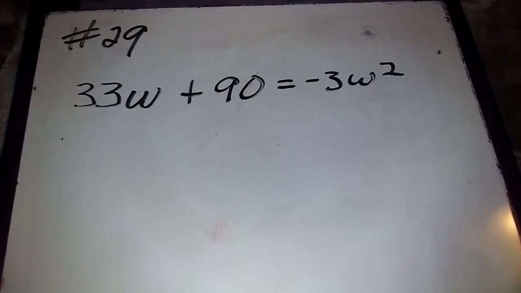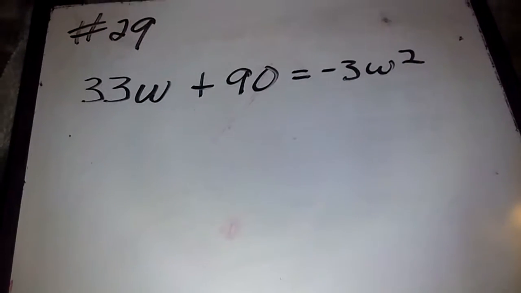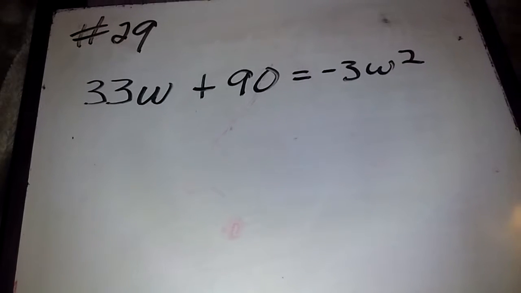Hello, here is number 29. This is what we did in class. Here you have 33w plus 90 equals negative 3w squared.